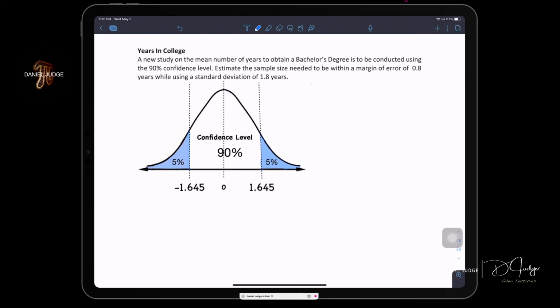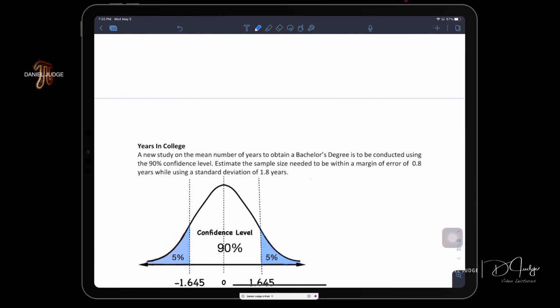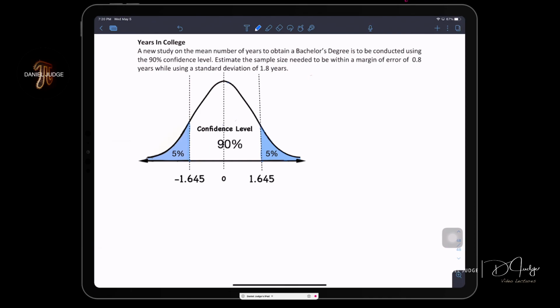So here's another new study, years in college. How many of these do we have? Is that the last one? Okay, here's another new study.